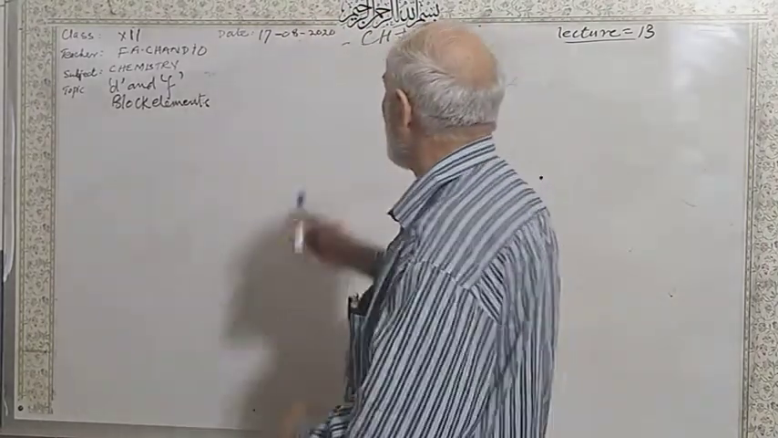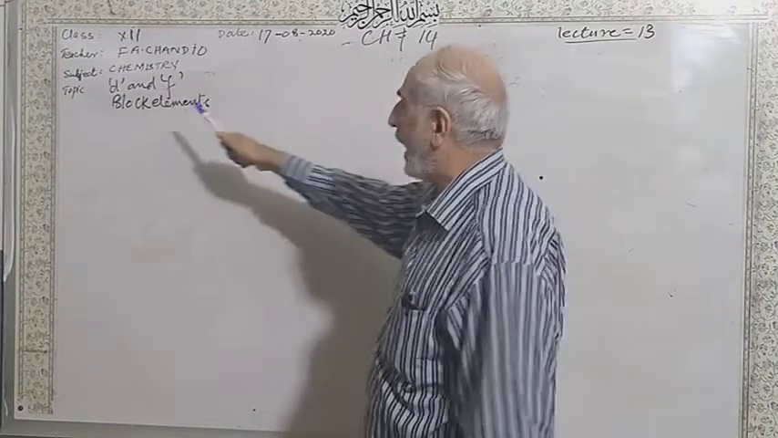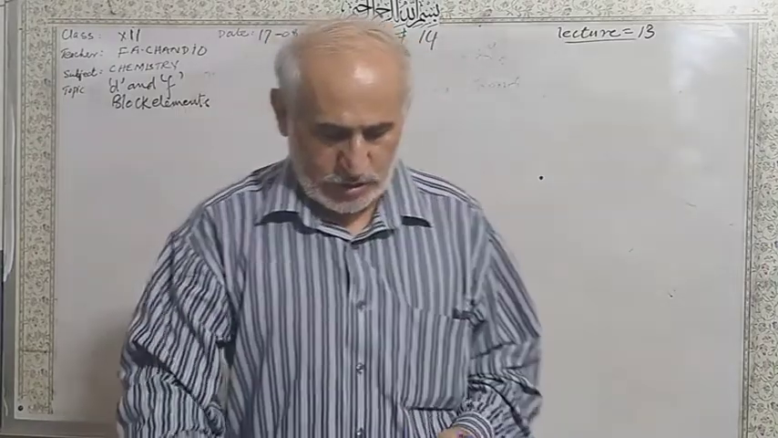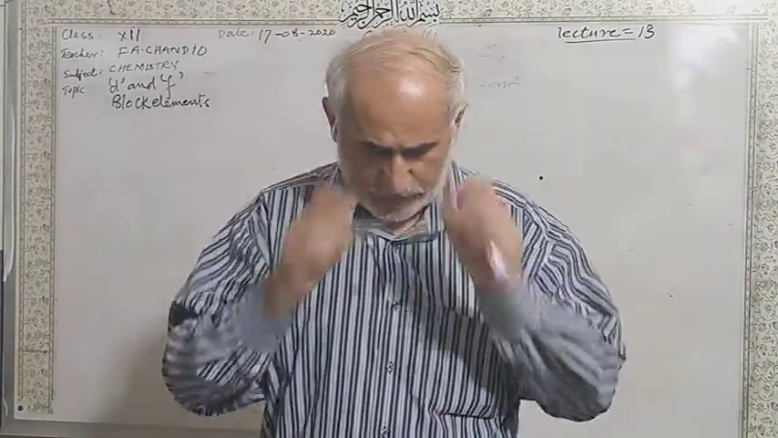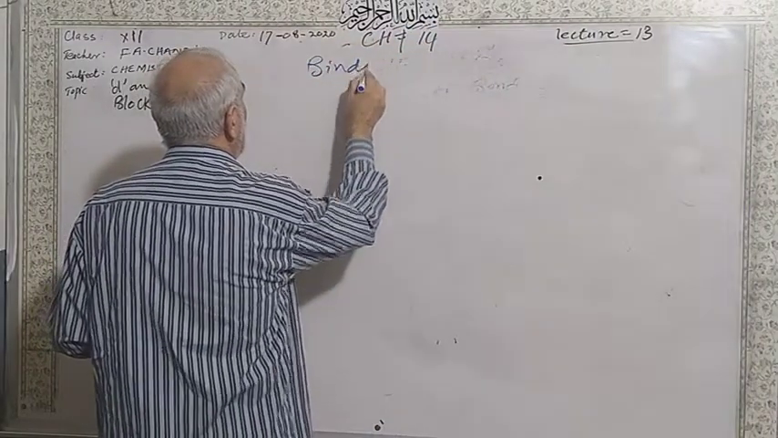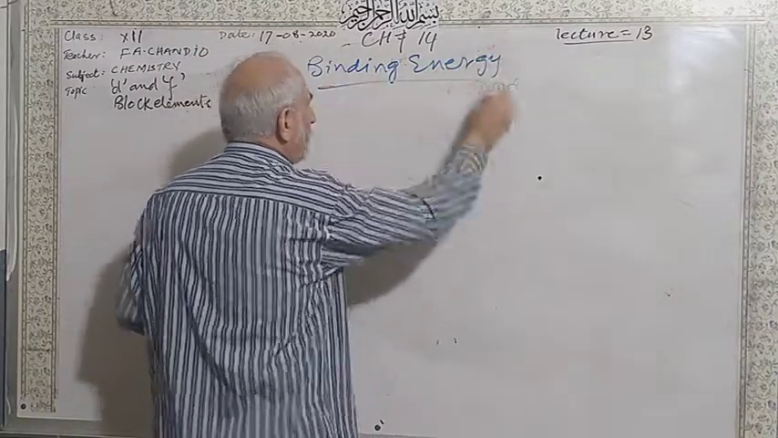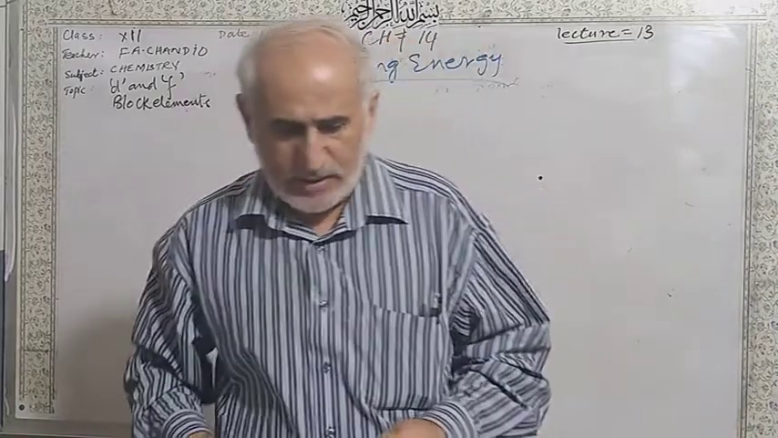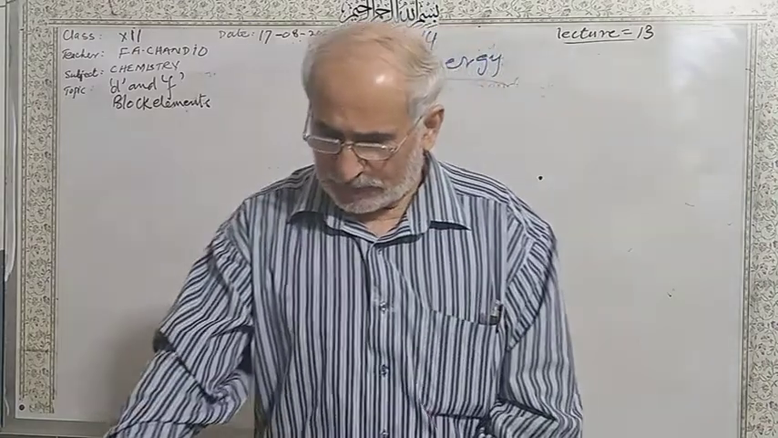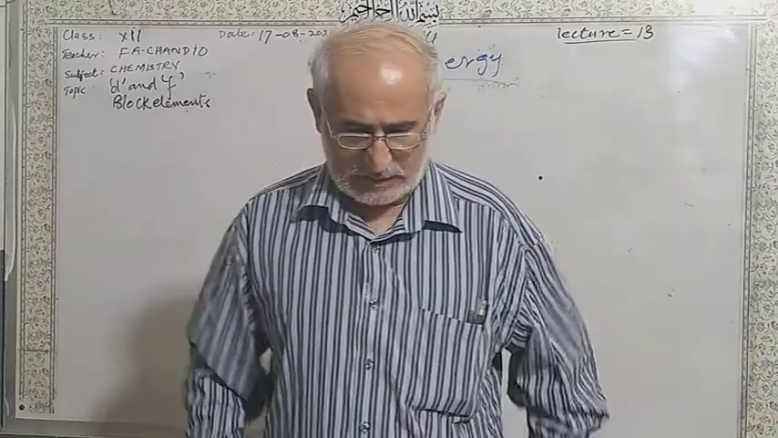Now students, we are talking about grade 12, chapter number 14, and yesterday we started D block and F block elements. So now we continue this topic and we are going to discuss today binding energy. If you see page number 62, grade 12, chapter number 14, transition elements, binding energies.